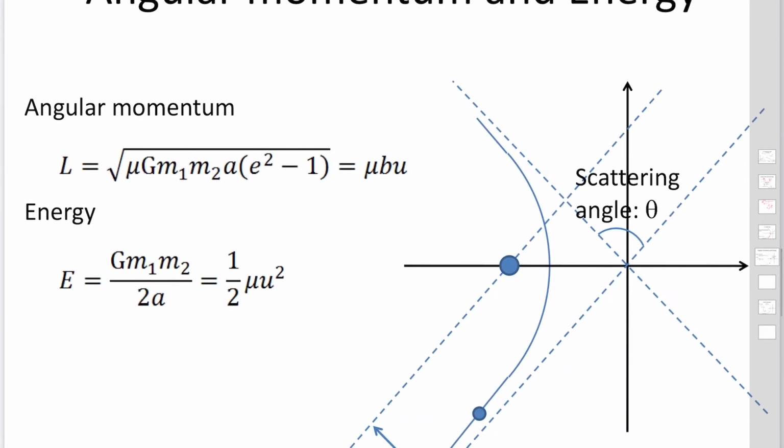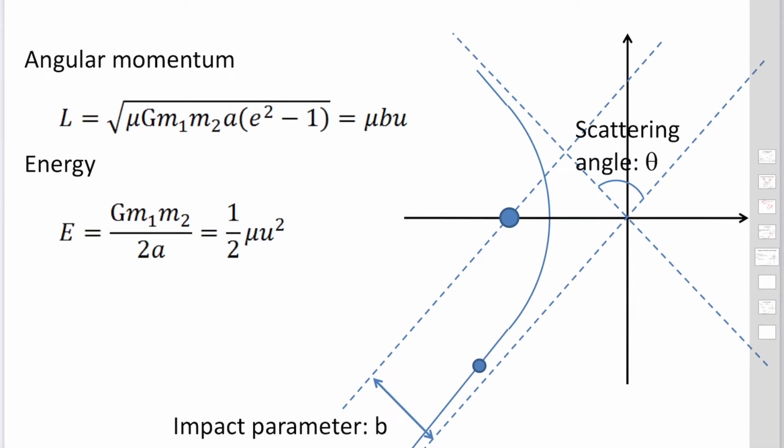In this case, angular momentum and energy have to be conserved. We have already discovered the conservation of angular momentum. At infinity, mu b u is the angular momentum. And for the energy, at infinity there is no gravitational potential; the gravitational potential is zero. This is also conservation of energy. We have these two equations.